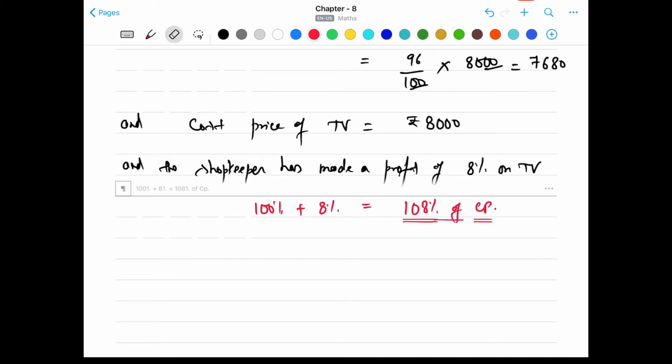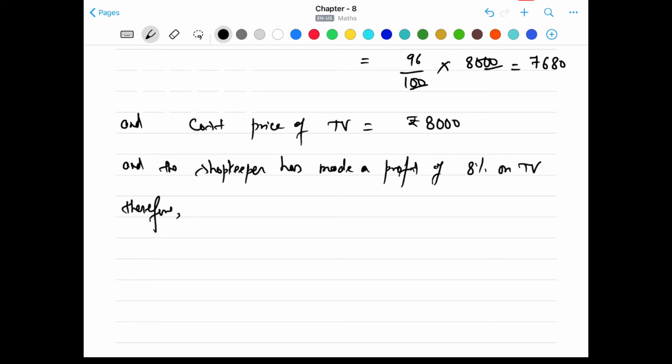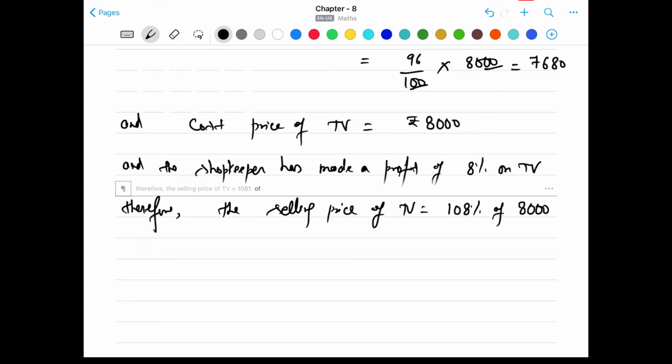So we can directly calculate this. Therefore, the selling price of the TV will be equal to 108% of the cost price, which is 8,000.